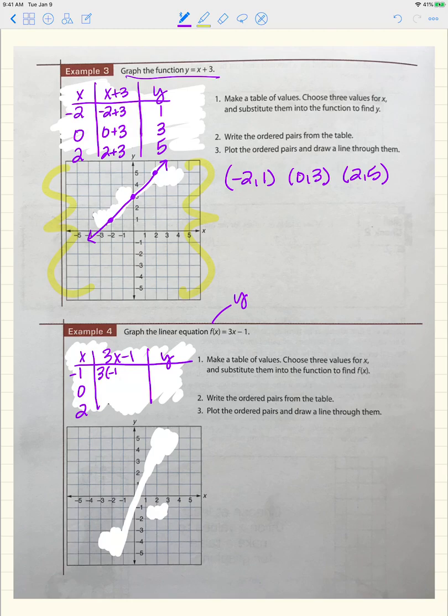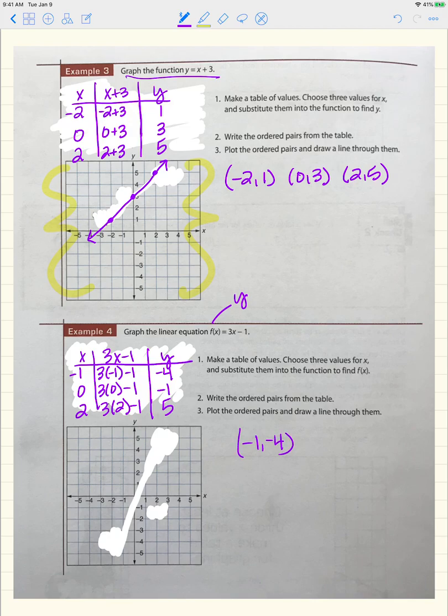So 3 times -1 minus 1, we substitute that -1 in there. 3 times -1 is -3. -3 minus 1 is -4. What about when x is 0? 3 times 0 is 0. 0 minus 1 is -1. And then what about when x is 2? 3 times 2 is 6 minus 1. That means y is 5. Okay? Here's our ordered pairs.